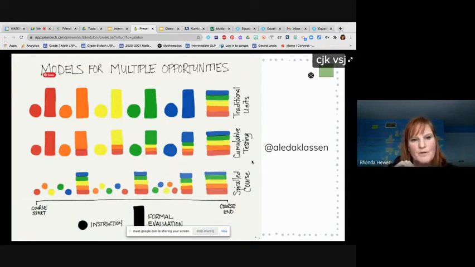But the top row demonstrates how we've traditionally taught math. We've taught in a unit. So red might be integers, orange might be angles, yellow might be fractions, and so on. And when we're finished it, we give an assessment, and then we move on to the next topic.